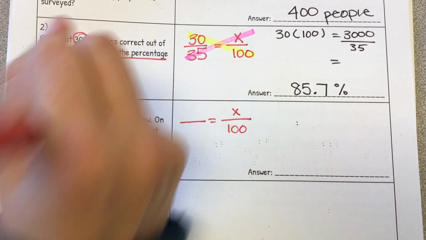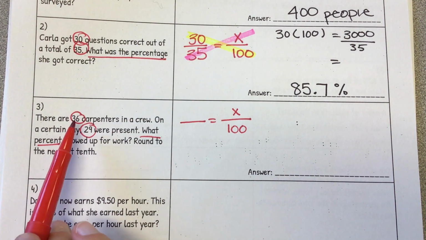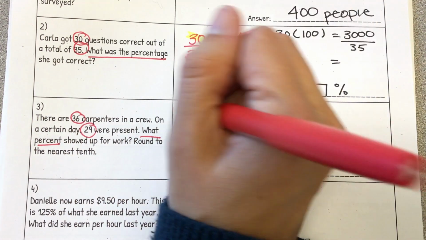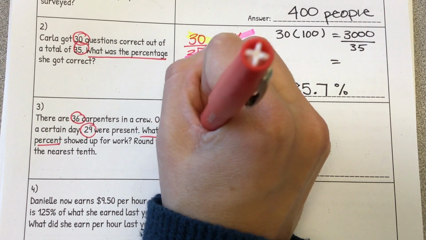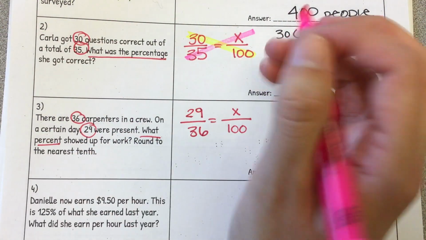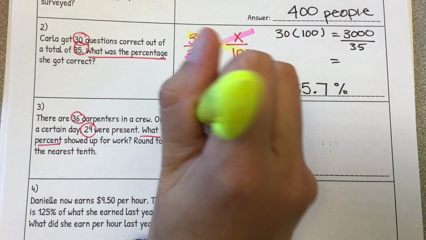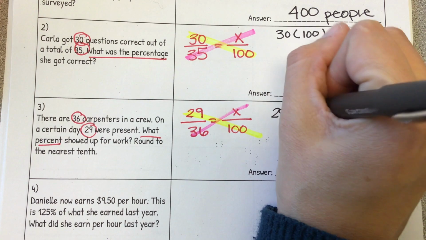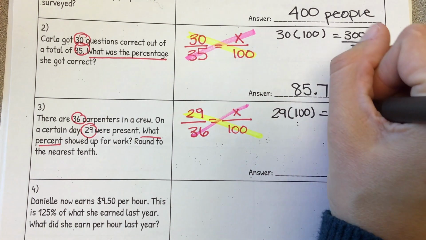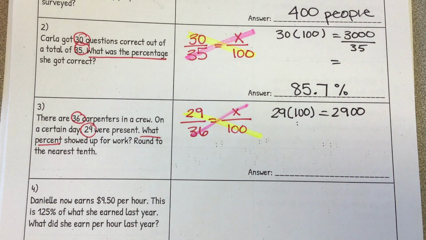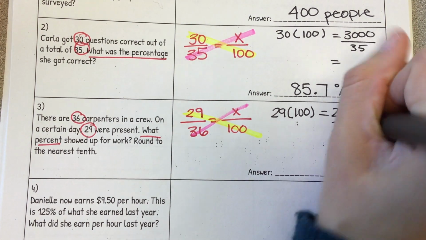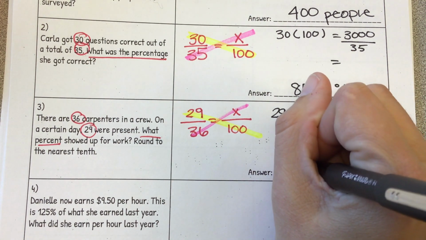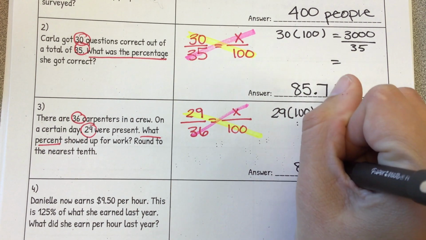Circling the numbers that are given to us. 36 carpenters in the crew, 29 were present. So not all of them were present. That 29 is the part, which means 36 is the whole. Going to solve. 29 times 100 is 2,900 divided by 36. And I'm going to round this one, 80.6%.